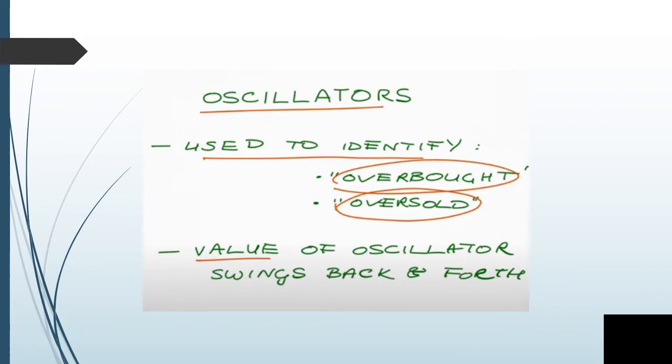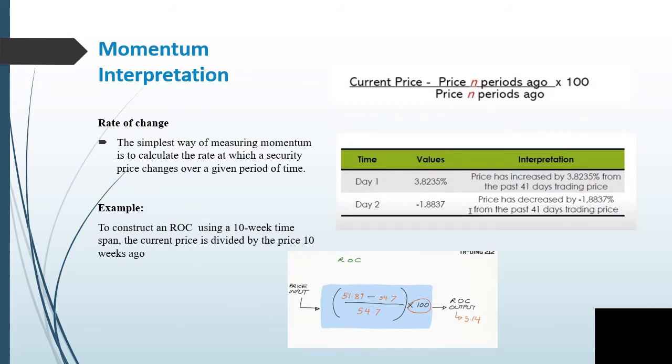Oscillators here, we use them to identify the overbought and also the oversold. The oscillator here means that the value of the oscillator swings back and forth. We will look in detail in the next slide at how to calculate and also to interpret the momentum.